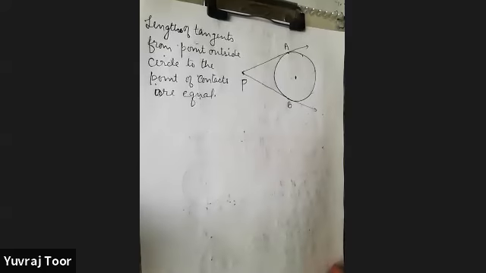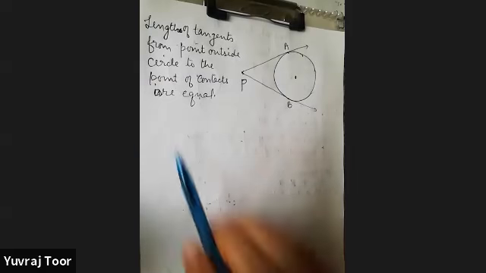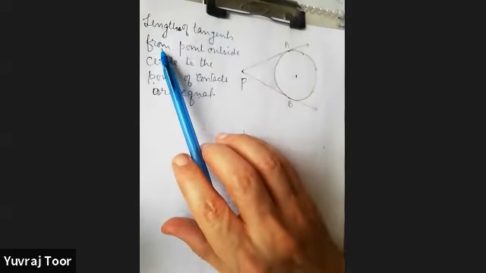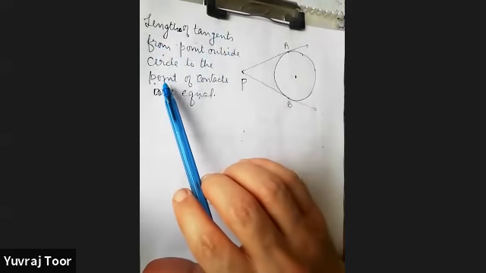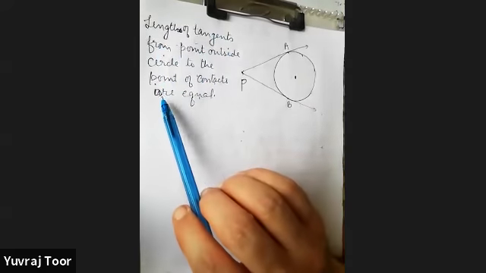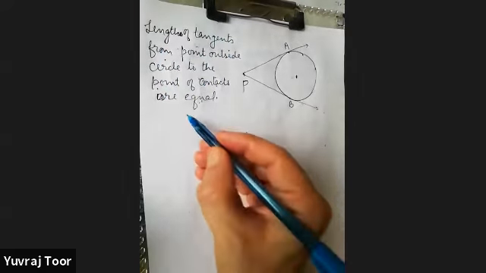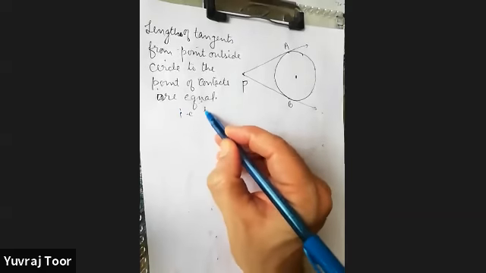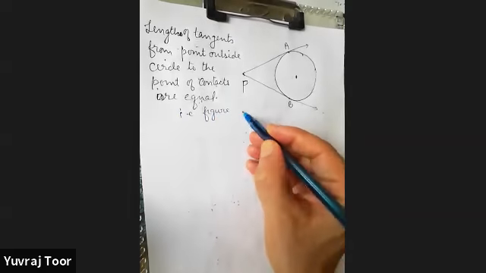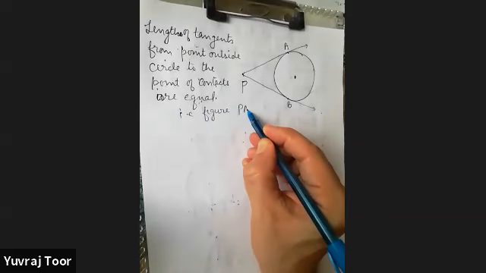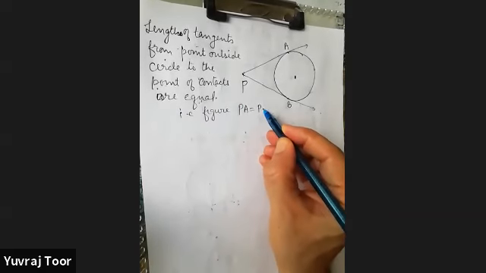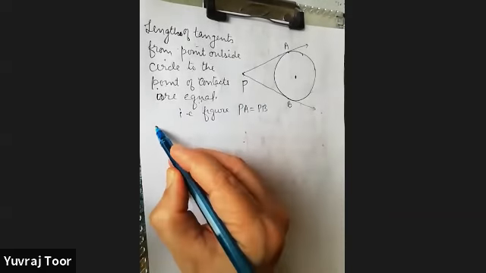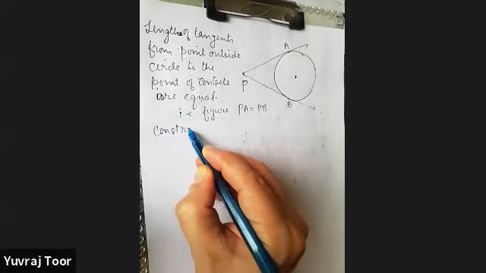Theorem as a result for other questions. The second theorem states that length of the tangents from a point outside the circle to the point of contact are equal. That is, from the figure we have to prove PA is equal to PB. So there's a construction.